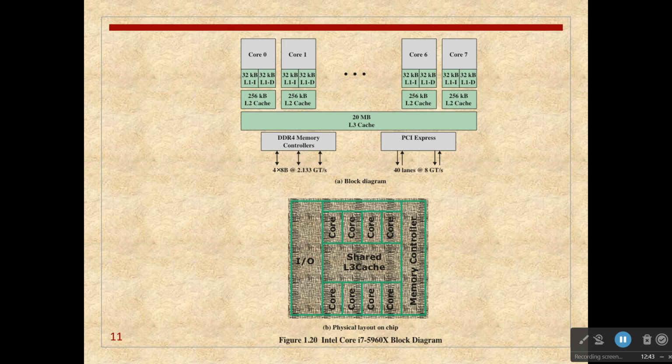The PCI Express is a peripheral bus. It enables highest speed communications among connected chips. The PCI Express links operate at 8 GT per second, transfers per second. At 40 bits per transfer, that adds up to 40 gigabits per second.